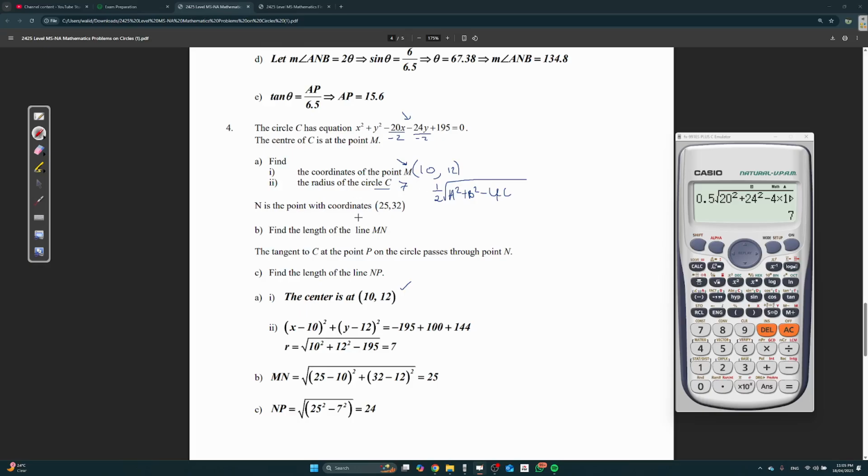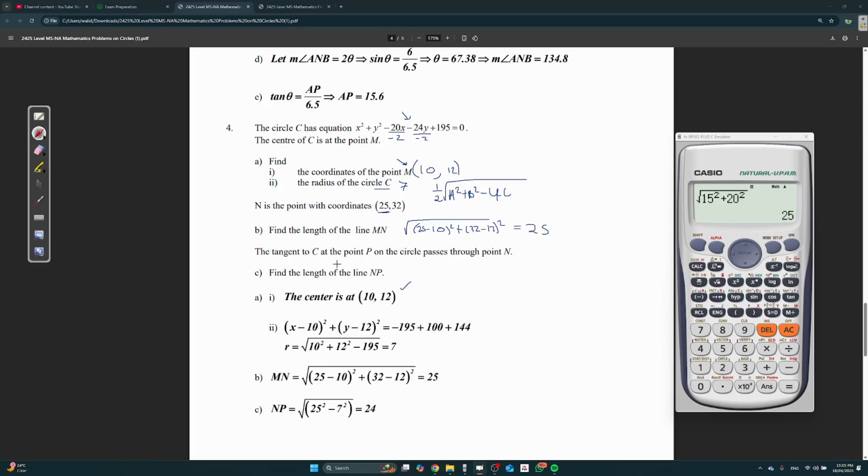So N is the point with coordinates 25, 32. Find the length of the line MN. So to find the length of any line, just use the distance formula, radical x2 minus x1 squared plus y2 minus y1 squared. So it equals radical 15 squared plus 20 squared. Put it on a calculator. You get 25. So the length is 25.